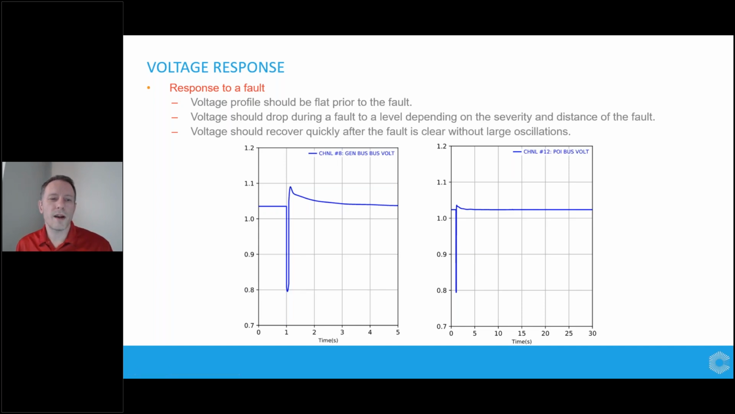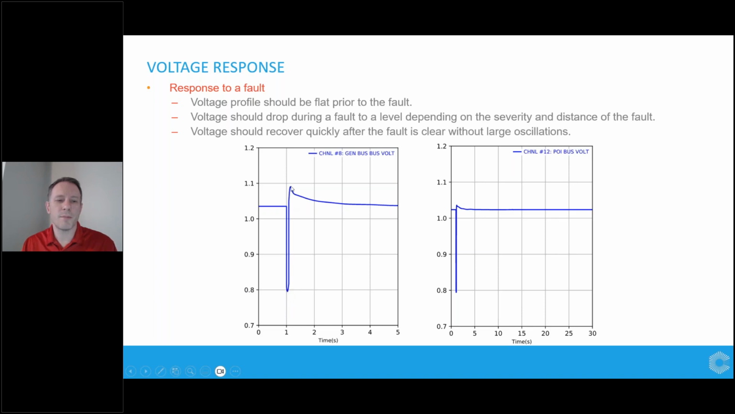One of the graphs we look at is the voltage response to a fault. We generally want it to be flat before the fault. So I put a fault on the system at 1 second, and I believe it runs 6 cycles. It might be 4 cycles, and then the fault disappears and it goes back to normal. Because the fault is fairly close to the POI, actually I think the fault is on the POI, but it's not a real severe fault. There's some impedance on it. It only drops down to 0.8 voltage.